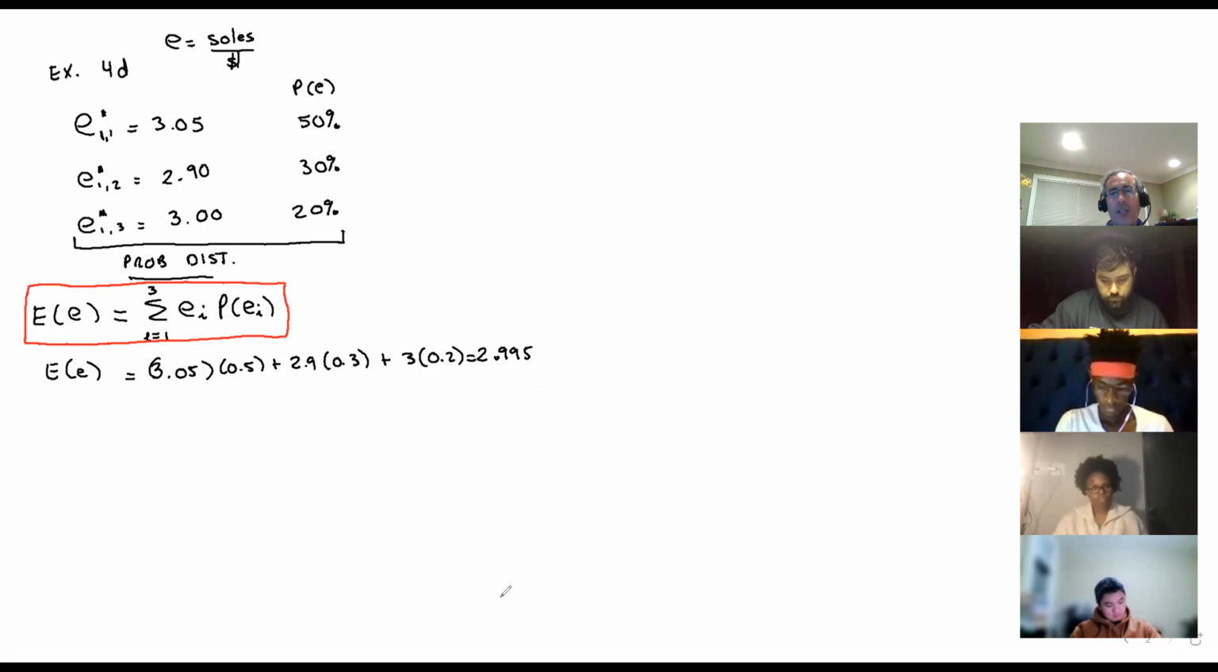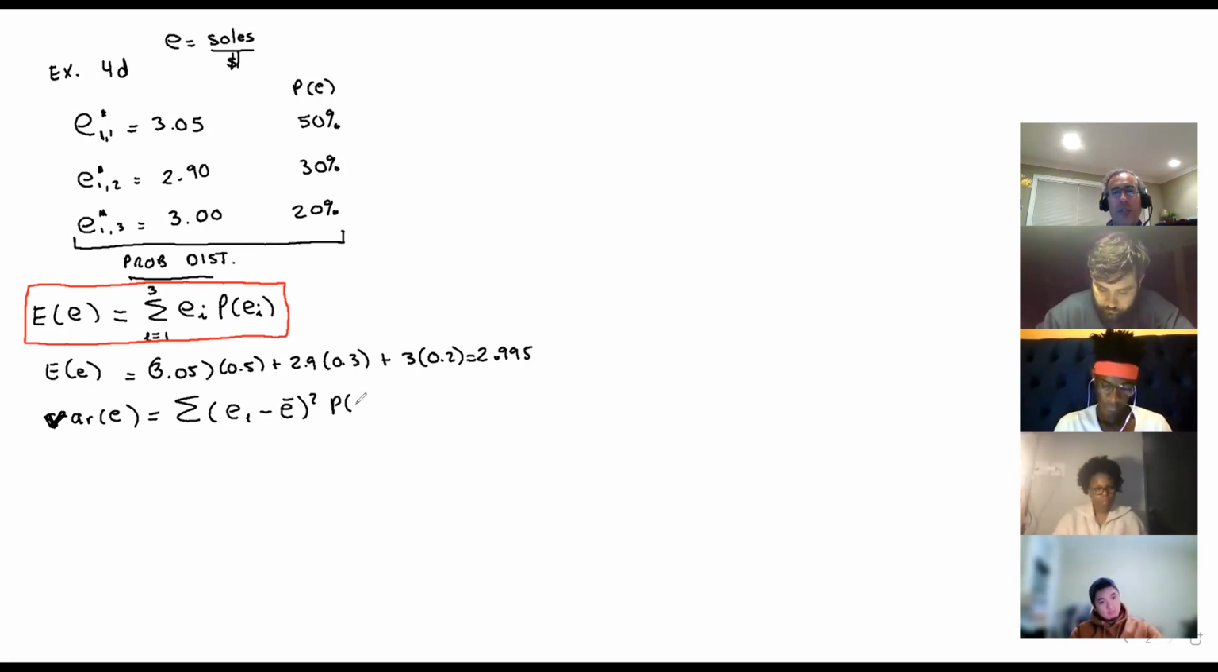Now, we don't need only the expected value, but we also need the variance. Okay, I will call it S squared. Or let me call it better variance. Variance of expected change, the exchange rate. So the formula for this one here, guys, is the same as the one that we use. From i equal 1 to 3. You see? So what is E bar? This one here is E bar.